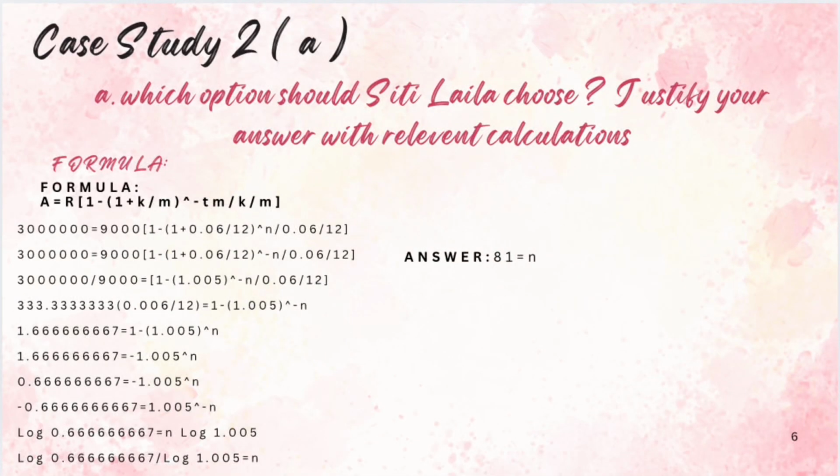Hi, my name is Salwa Anissa. I will make a presentation on case 2A and B. Okay, next we turn to question 2A. Which option should Siti Lala choose, and justify the answer with relevant calculation. First of all, we write the formula, which is A equals R times [1 minus (1 plus K per M) to the negative power of TM] over K per M.